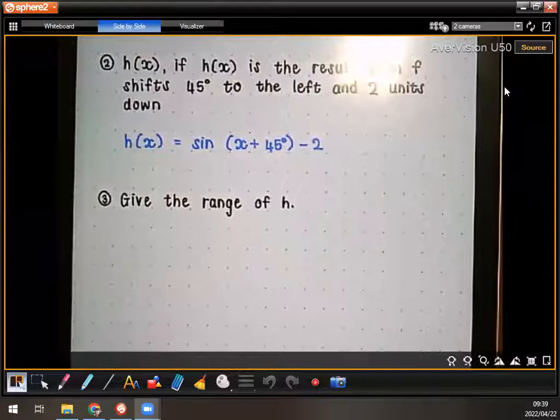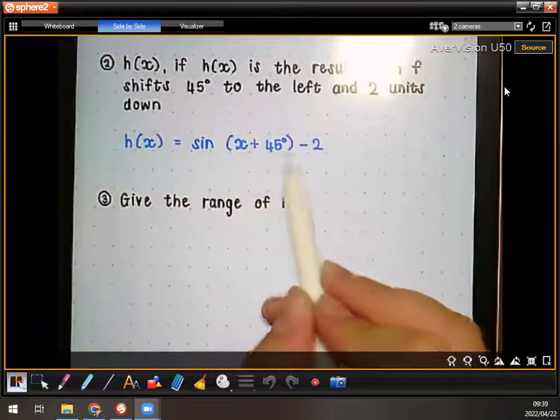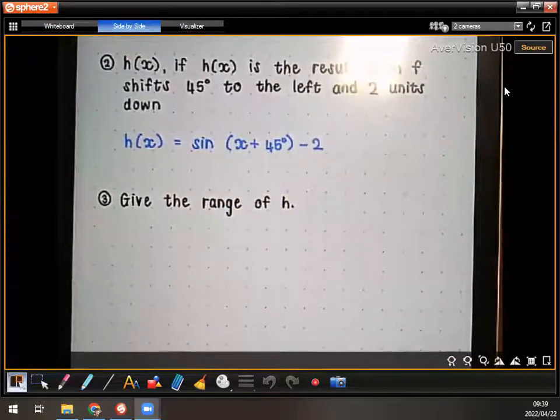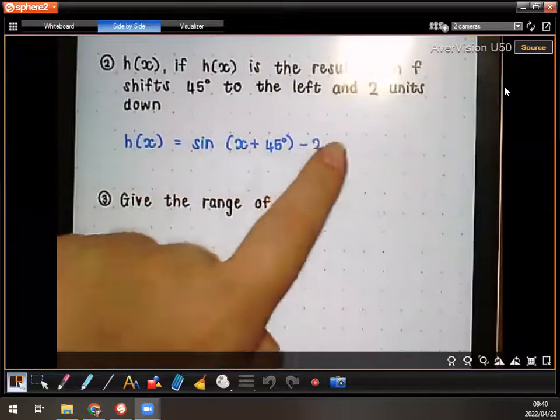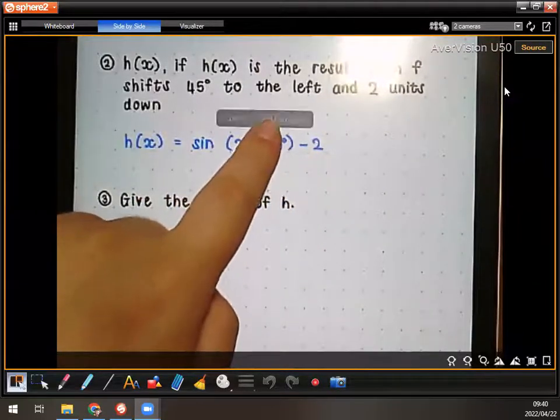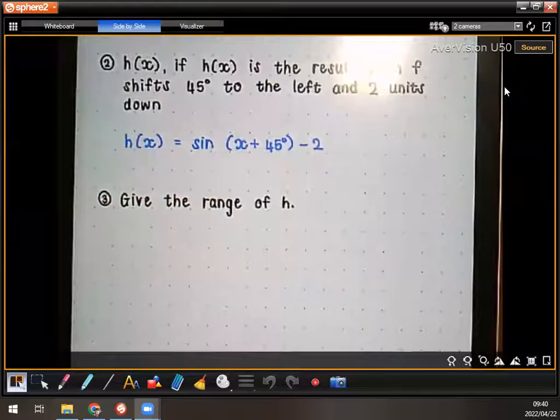Now we don't have a picture of the graph. I don't suggest that you draw the graph. What you can do is use the table function, put that equation in, all right? It's difficult here because if it's shifting 45 degrees to the left, your starting point is actually at negative 45. So you would have to take that into consideration. But let's see if we can figure it out without using a calculator, without actually drawing it. This is sine x plus 45 minus 2. But the 45 degrees is not actually going to have any effect on the range. The range is affected by that minus 2 shift.